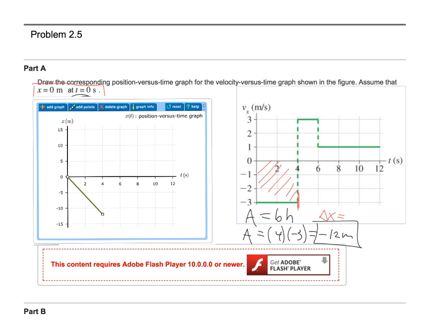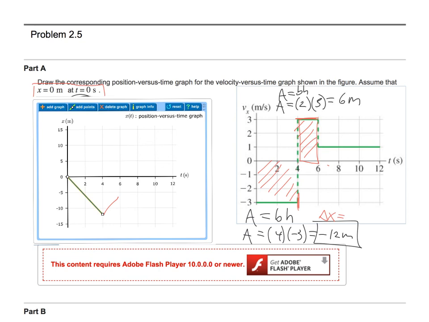I'm then going to look at the next section of the graph, and this is a constant positive velocity. So I know my graph from 4 seconds to 6 seconds is going to slope back up. Constant velocity being a constant slope, so no curves on my position graph, and positive being a positive slope, so going up. But once again, I'm going to need to calculate the area of this rectangle here to figure out exactly where it's going to end up.